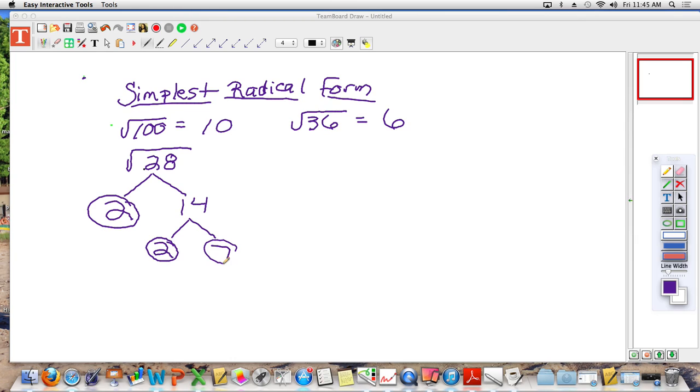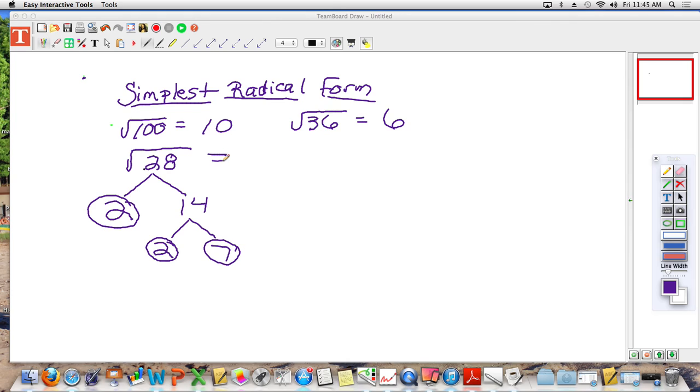So 7 is prime. So, because 2 shows up twice, what is 2 times 2? 4. 2 times 2 is 2 squared, which is 4. So, what is the square root of 4? It is 2. So that means that the square root that is hidden inside of 28 is 4. So what do you need to write outside of here?